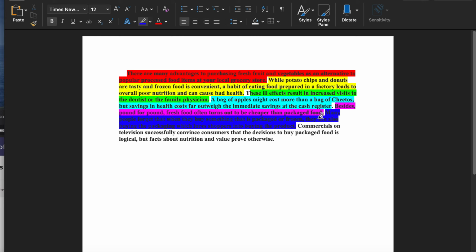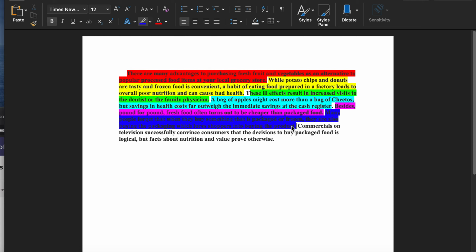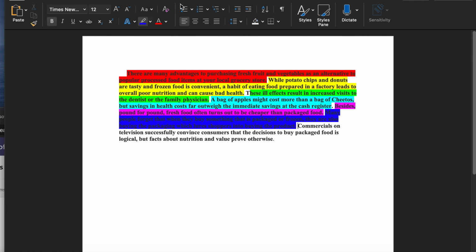Blue, purple, blue. And then last but not least, our conclusion: commercials on television successfully convince consumers that the decision to buy packaged food is logical, but facts about nutrition and value prove otherwise. This is our conclusion that joins together our two points in which we are comparing and contrasting: nutritional, fresh fruit versus packaged fruit.